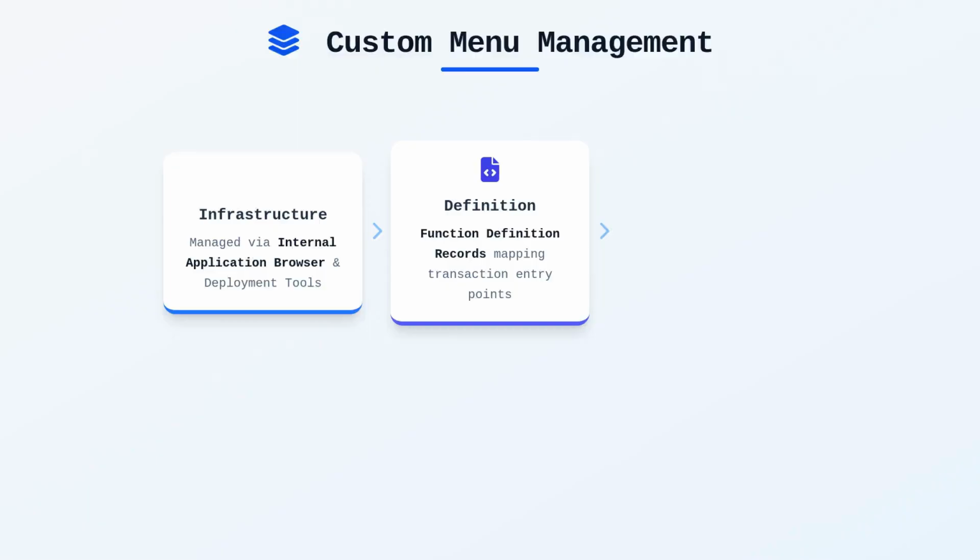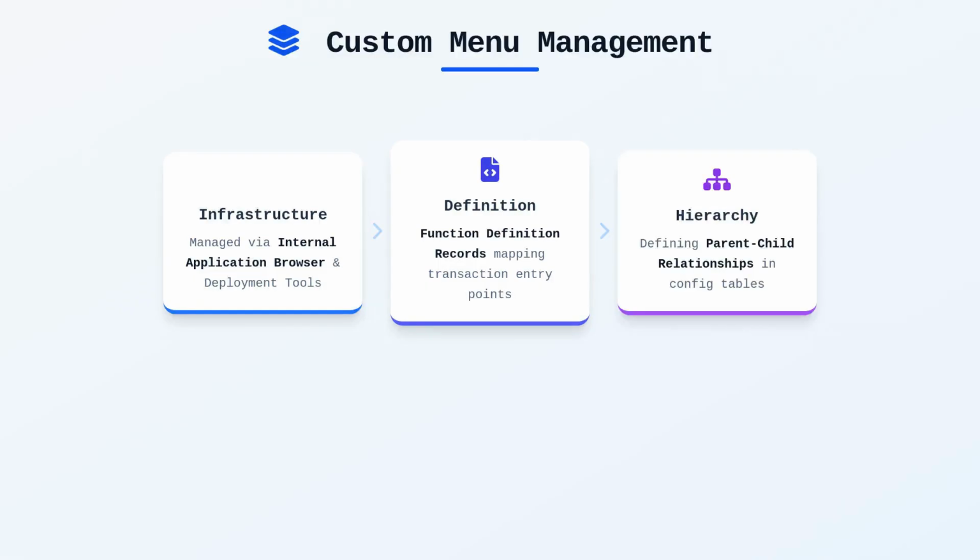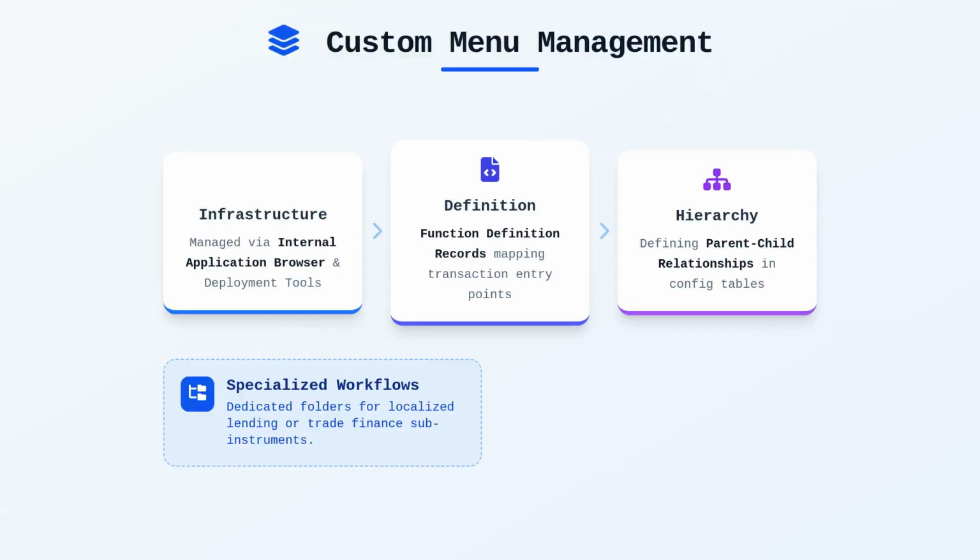This record must be registered correctly within the system's static data, specifically targeting the relevant modules that the menu item serves. You might encounter scenarios where a custom module requires its own dedicated folder or submenu to accommodate a specific workflow, such as a localized lending process or a specialized trade finance subinstrument. To accomplish this, you interact with the system's menu configuration tables, where you define the parent-child relationships that render the final visual tree. It is imperative to remember that these changes are global, meaning any modification to the menu structure will propagate across the environment once the cache has been refreshed.